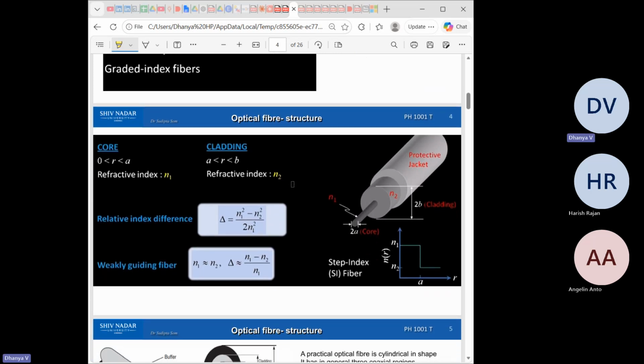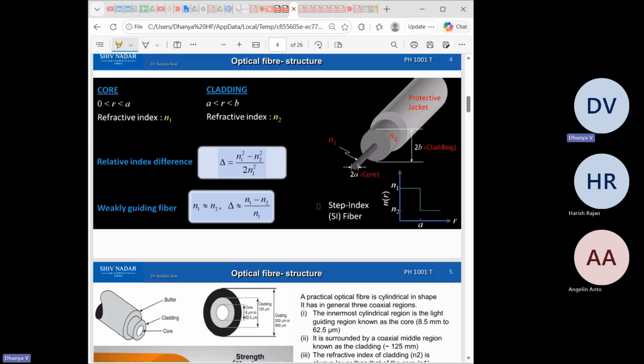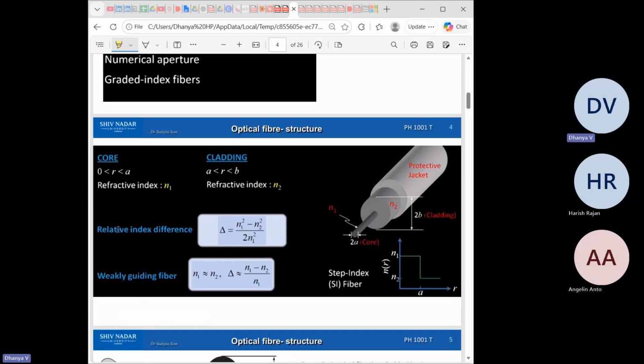Okay, there are many formulas over here. So that is all that you need to know mainly in this chapter. That includes your relative index difference. Okay, that's (n1 square minus n2 square) by 2 n1 square.